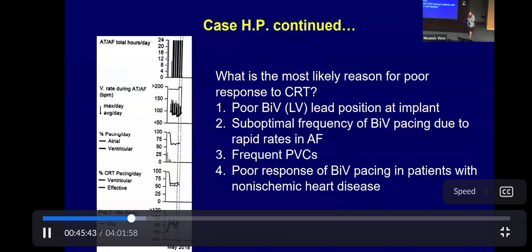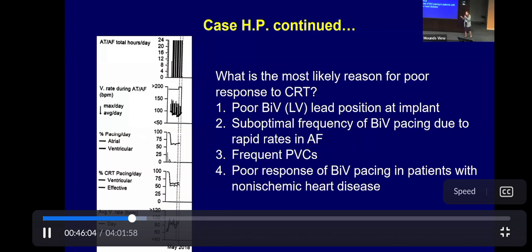And here's some other data. You get so much data from these devices, which by the way, you also get on remote monitoring. So we do a lot of that management remotely now, which we have a breakout session for. But here, I'm going to ask you, what do you think is the most likely reason for a poor response to CRT? And we're going to assume that based on that EKG, the lead was probably in a pretty good position.